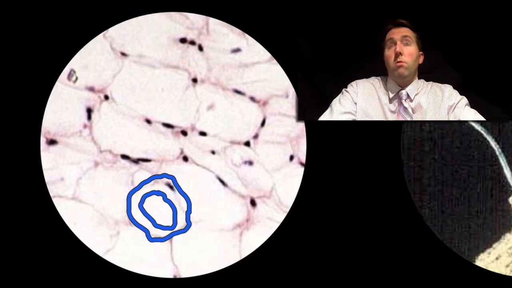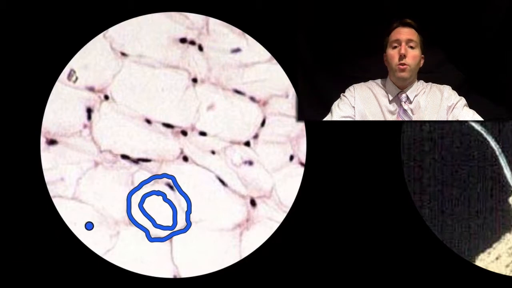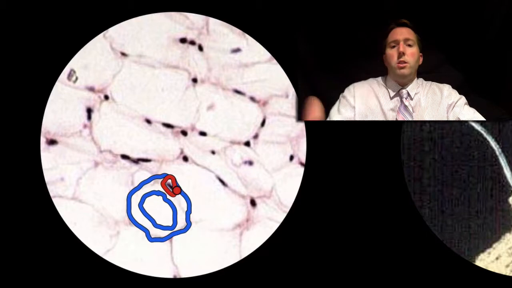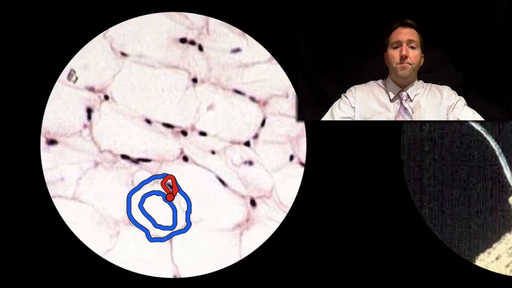We can call on our fat deposits. They, of course, also have a nucleus here. It's just squished off to the side. But fat cells' main job is just to store fat.